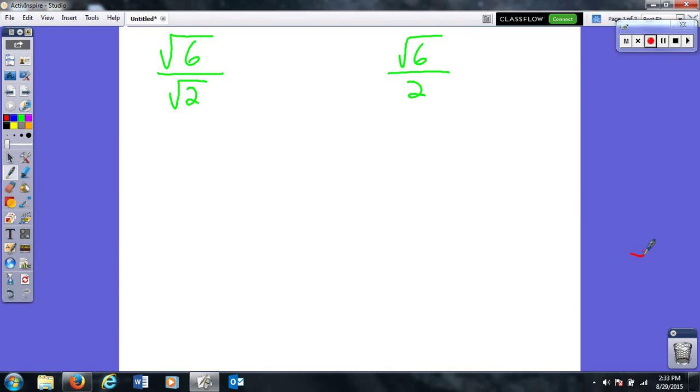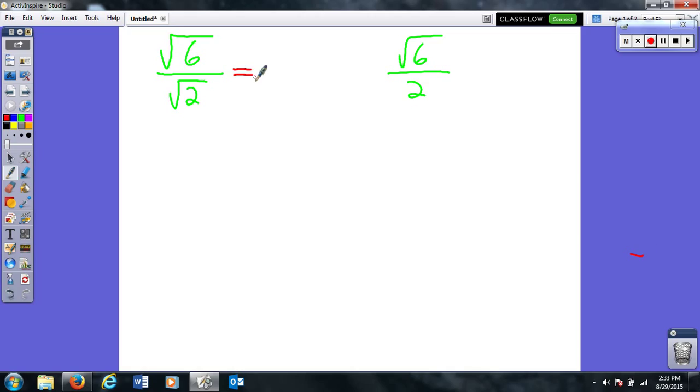We're going to look at dividing radicals now. Multiplication and division, remember, are really the same thing, just going in opposite directions. So all the same rules that apply to multiplication also apply to division. We're going to do insides with insides and outsides with outsides. So the first one here, square root of 6 divided by square root of 2.